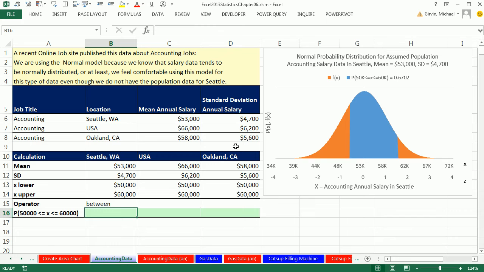And so we want to ask the question, if we are trying to find a job between 50 and 60,000 in Seattle, in USA in general, and in Oakland, California, what's the probability that we could find a job in any one of these places between $50,000 and $60,000? So we're going to start by building a formula down here. Notice we can use the NORM.DIST. We know the mean, the standard deviation, and the lower and the upper.